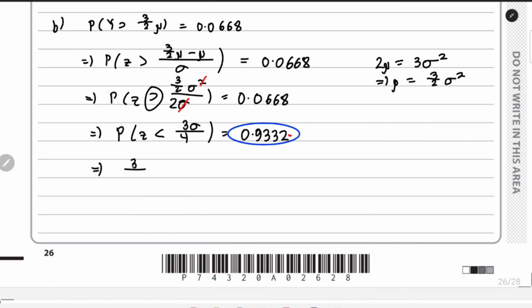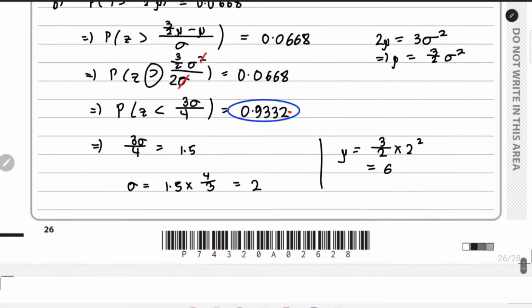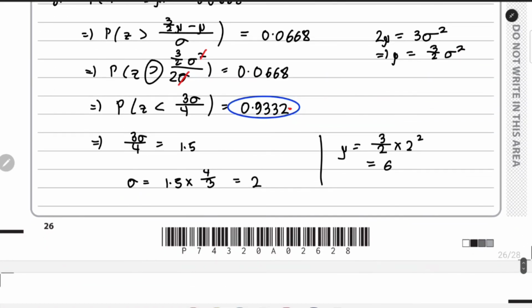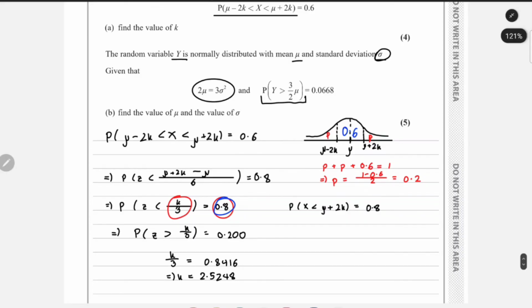So we'll have 3 sigma by 4, which would be 1.5. So sigma would be 1.5 into 4 by 3, which would be 2. So the mean would be 3 by 2 times 2 squared, so 6. So y will be normally distributed, 6 comma 2 squared. That's it for this paper.